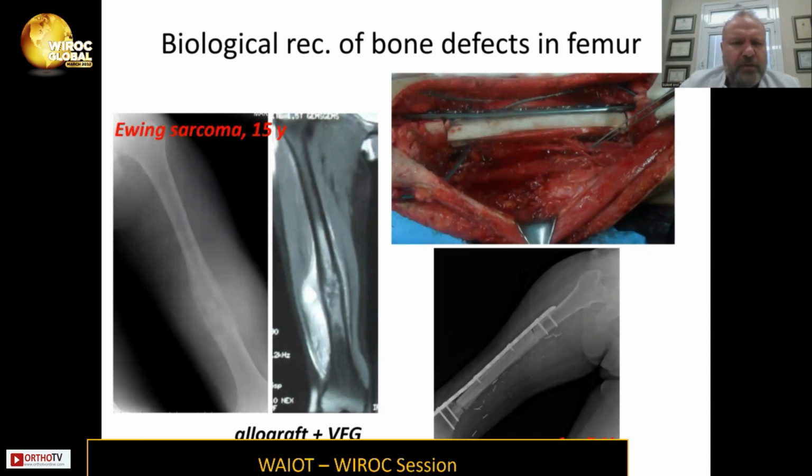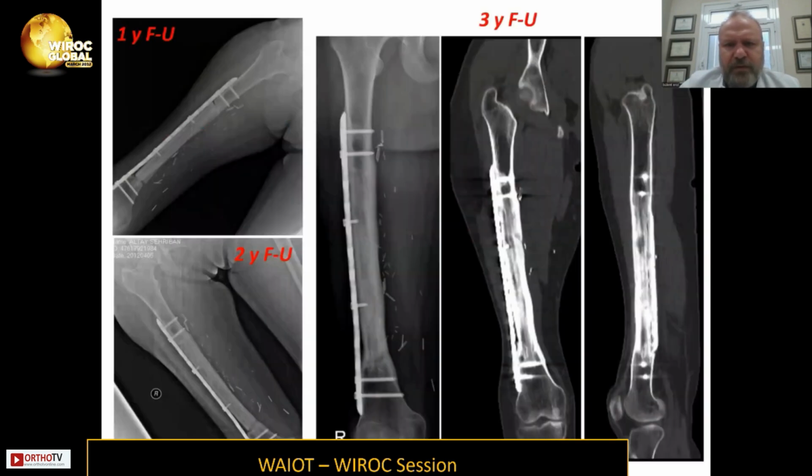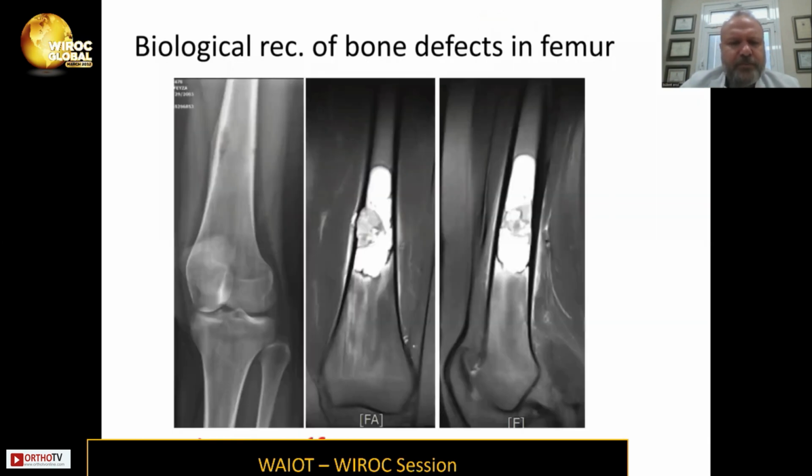Another patient, a 15-year-old girl with Ewing sarcoma of the femoral diaphysis, again following resection, a combination of a fresh frozen allograft and vascularized fibular graft was performed. You see the 1-year, 2-year and 3-year follow-up radiographs of the patient, again showing complete healing of the fibular graft at both ends, hypertrophy, and incorporation with the surrounding allograft.